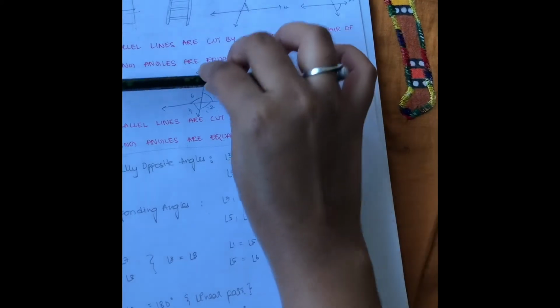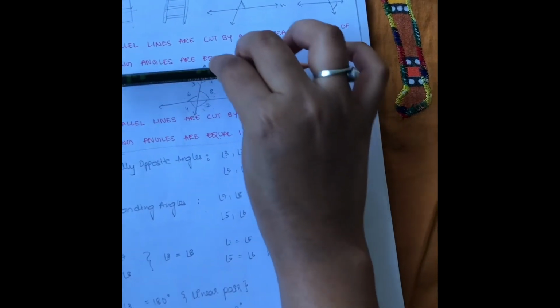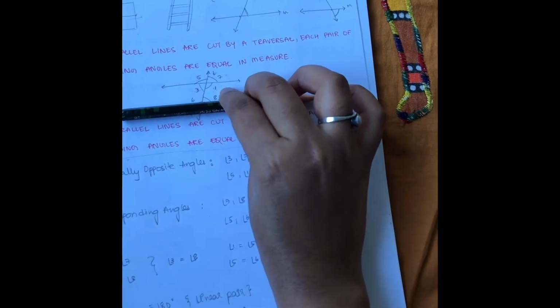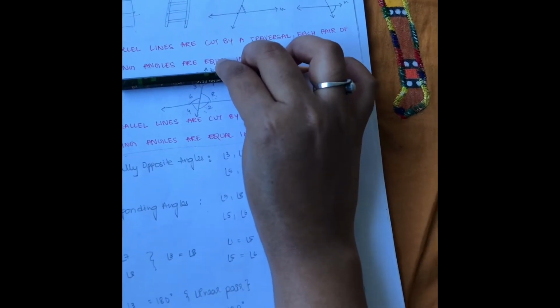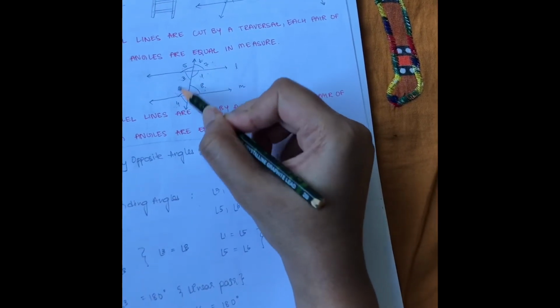Once again, if L is one line and M is another line and they are parallel, it just means that one line is moved down, or if M is the line and it has been moved up, then it becomes L, which totally means these angles should be equal.